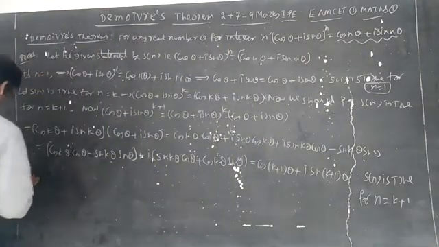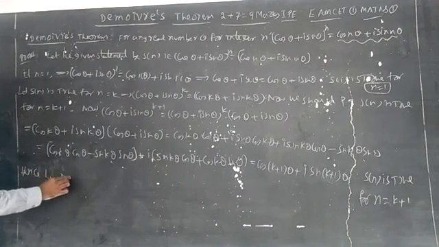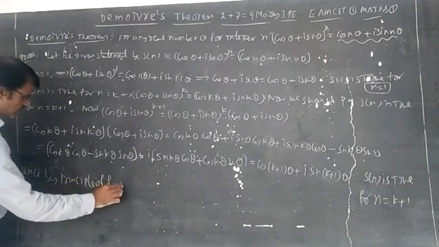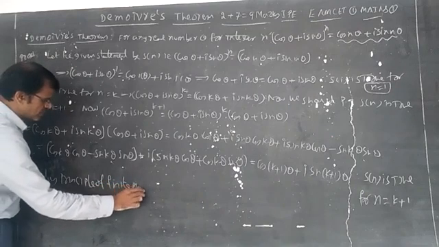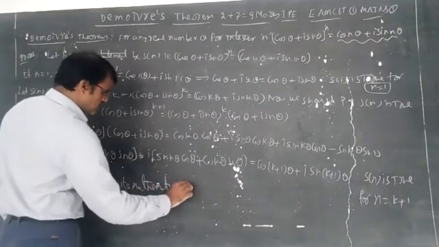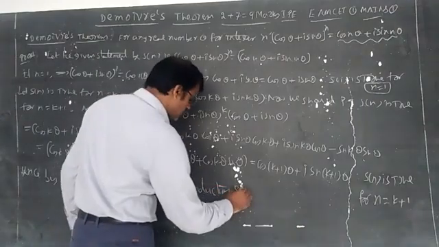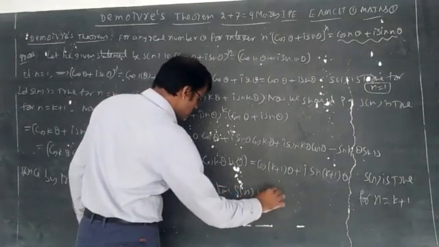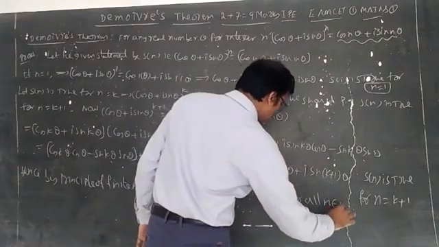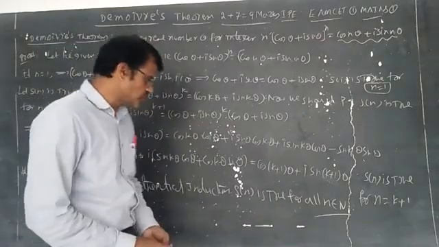Hence, at last we should write like this: hence, by the principle of finite mathematical induction, Sn is true for all n belonging to capital N. It means it is true for all positive integers.